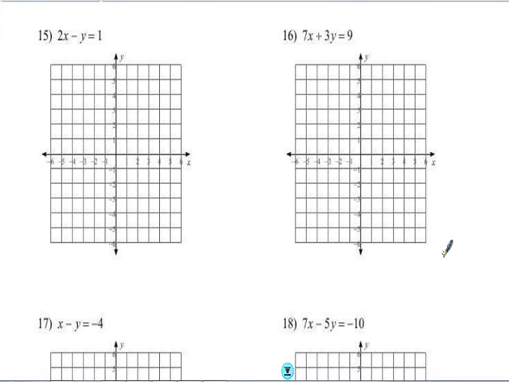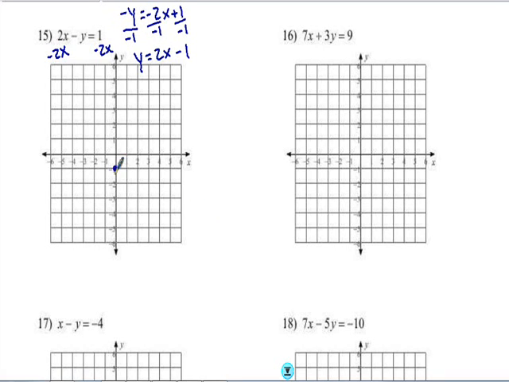Okay, now for these we have to do some work, because they're not in slope-intercept form. So I have 2x minus y equals 1. Got to get y by itself. So first thing I'm going to do is move the x. So I'm going to subtract 2x from both sides. I get -y equals -2x plus 1, and then divide. So in this case I have to divide by -1, and I have to divide everything by -1. So y equals 2x minus 1.